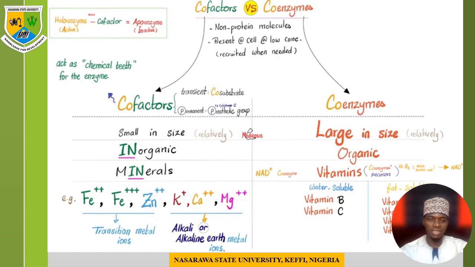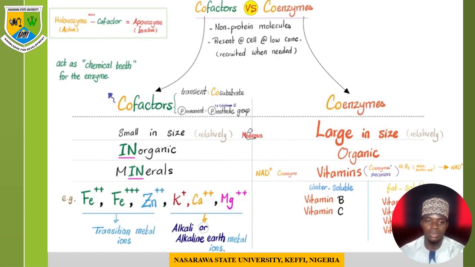Function: an active enzyme is a holoenzyme, and a holoenzyme consists of cofactors and apoenzyme. So they act as chemical helpers for the enzyme. Cofactors, as I said, are minerals, whereas coenzymes are vitamins.